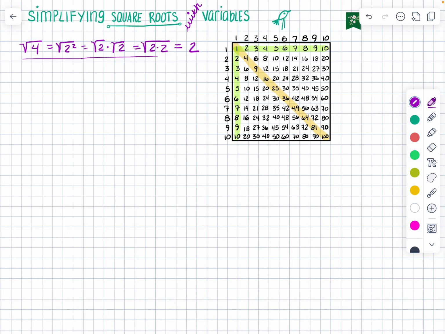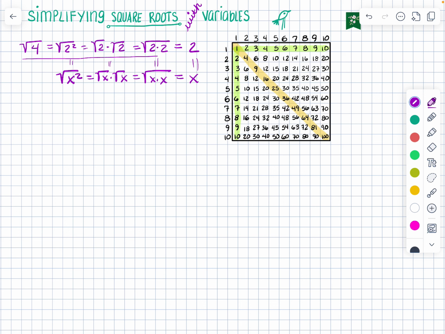So now if we have a variable and say we have the square root of x squared, we can rewrite that as the square root of x times the square root of x, or the square root of x times x, and that is equal to x. So you can see how these things are tracking with each other.